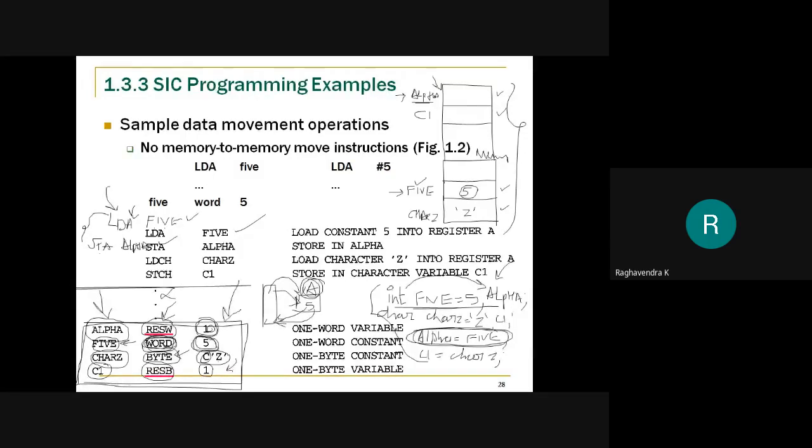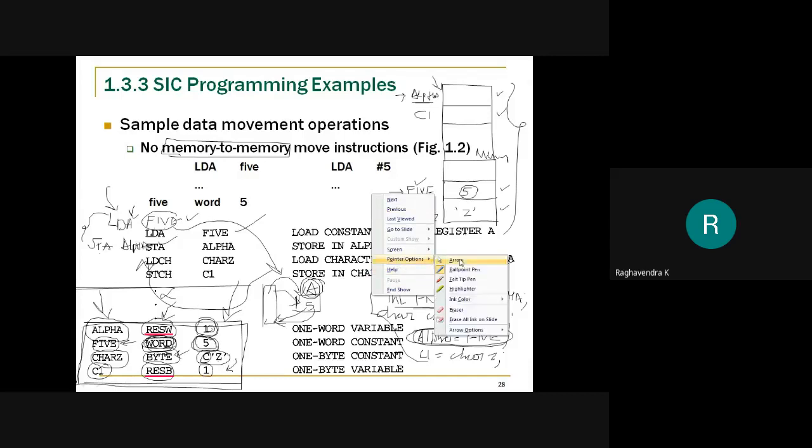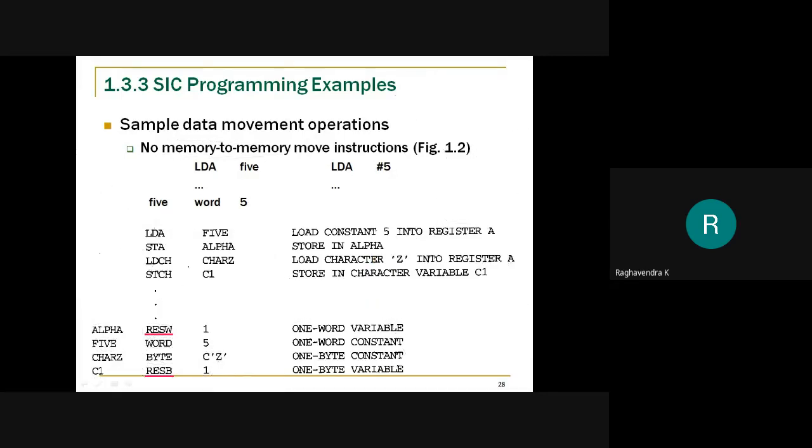Whatever data is there in this memory location has been brought into the accumulator and then moved to another memory location, because we don't have any memory to memory operations. This has to be done like this only. I believe you are able to understand what is there in the next part of this program. What is there here? Instead of LDA, here we are using LDCH.